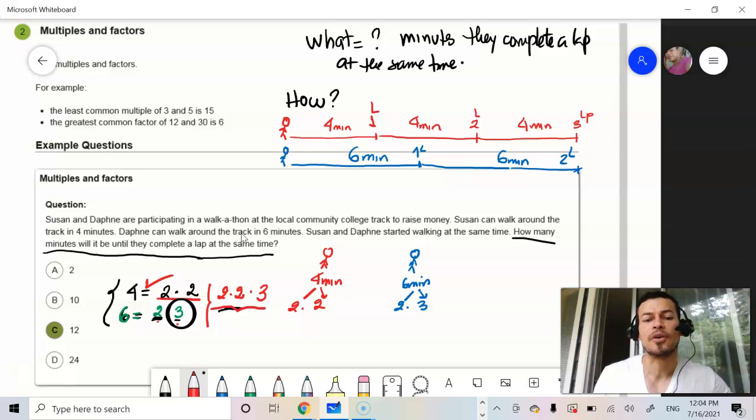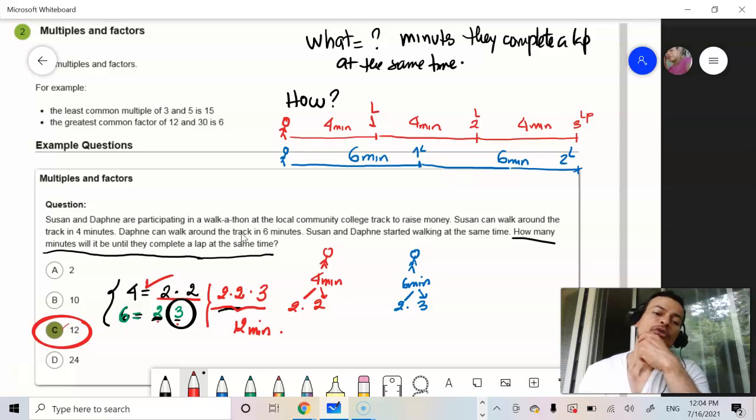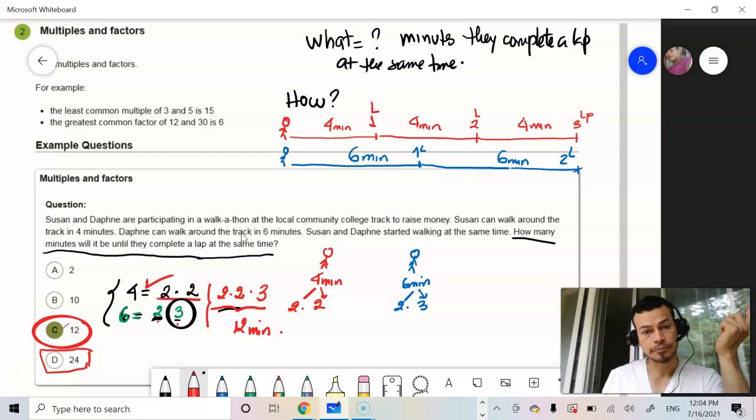So the minimum, or the minutes that it will be until they complete a lap at the same time, is going to be 2 by 2, which is 4, by 3, so that's going to be equal to 12 minutes, okay? And the answer is option C, 12 minutes. We have 24 here, but don't get confused, because the problem is asking you how many minutes will it be until they complete a lap at the same time? 12 is going to happen before 24. So 12 is the right option here, okay?